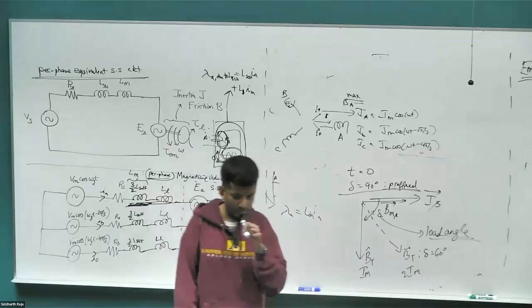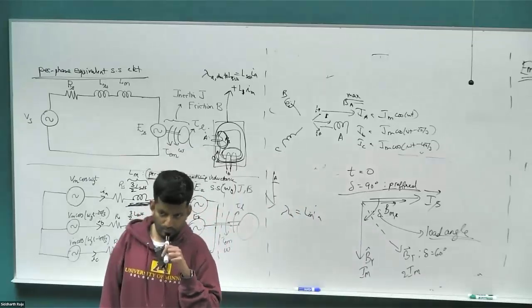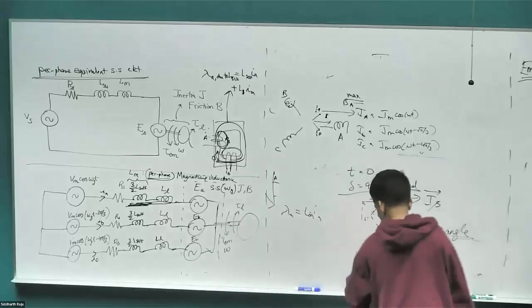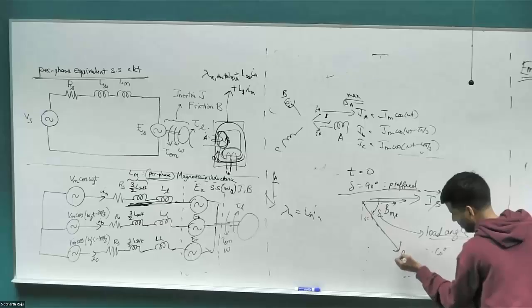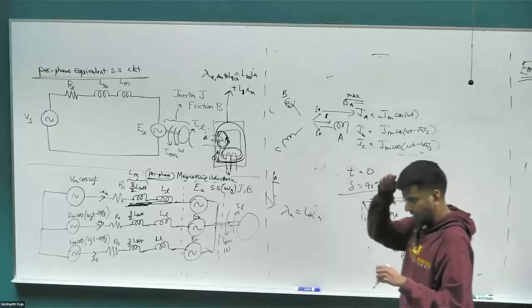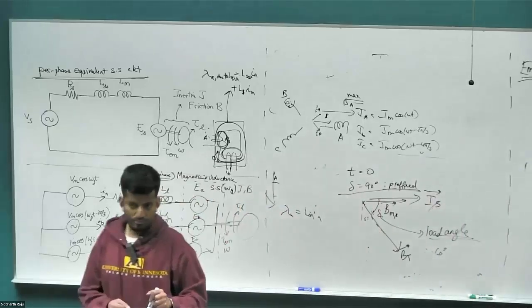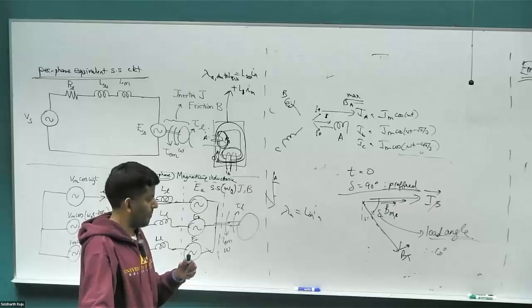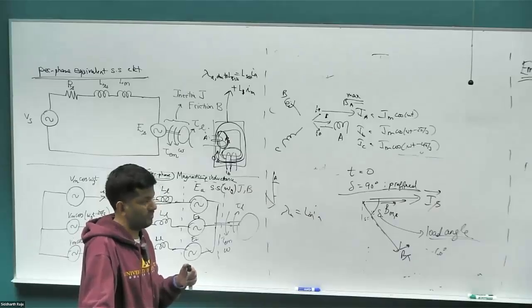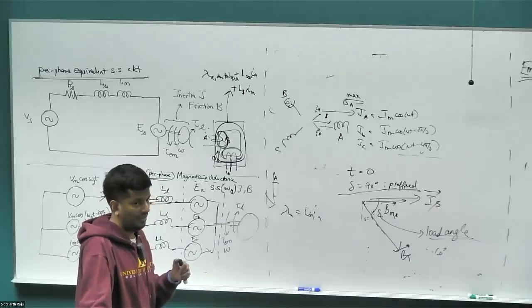Where will my EMF space vector be? Let's say my BR is somewhere here. What direction will my BMS space vector point to? B cross I or I cross B. I cross B. My bad, that will be the torque, right? What is the relation?